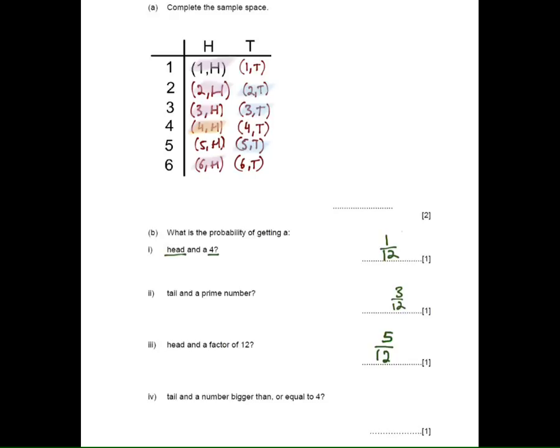Tail and a number bigger than or equal to 4. Now, hopefully everyone knows what bigger than or equal to 4 is. And if we highlight those options, we have 4, 5, and 6. So there are 3 possibilities out of 12. You may have simplified these fractions, but you weren't asked to, so there was no need. If we carry on.